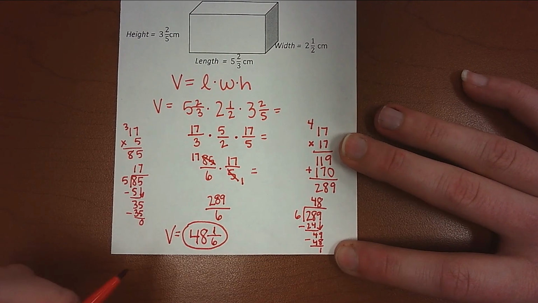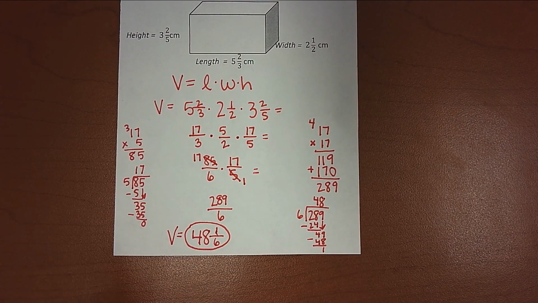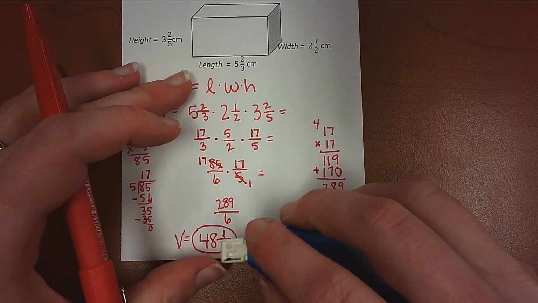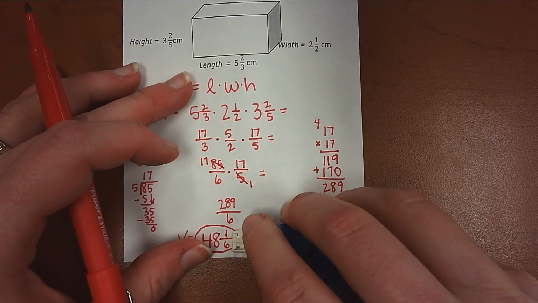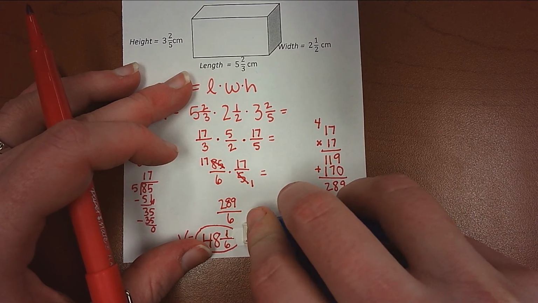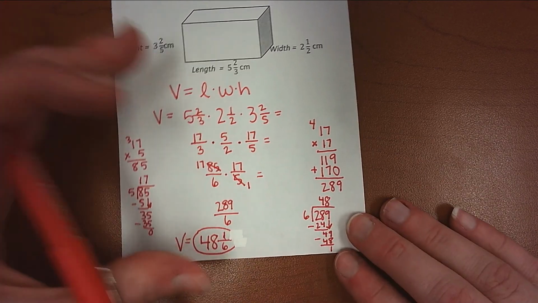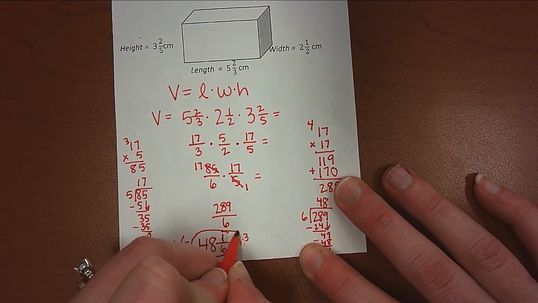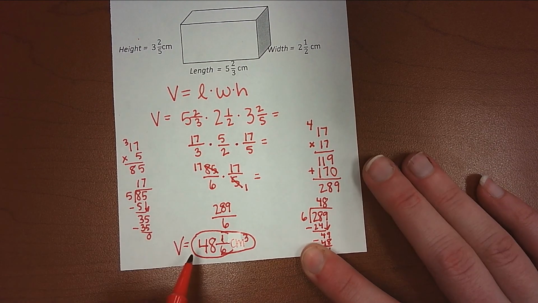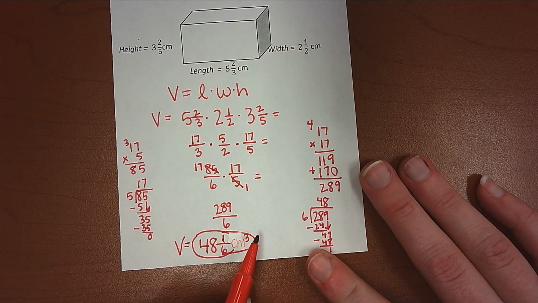Volume is equal to 48 1/6, and I almost forgot, whenever we're doing word problems or volume problems or any of these applied fraction problems, we have to remember that if there's a label to be added, we should add it. And so in this case, my volume is centimeters cubed, or centimeters to the 3rd power, and I have 48 1/6 centimeters to the 3rd power.